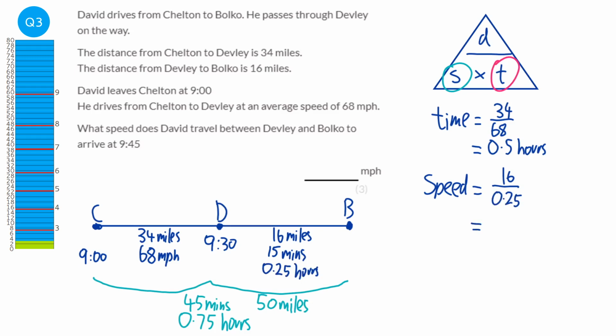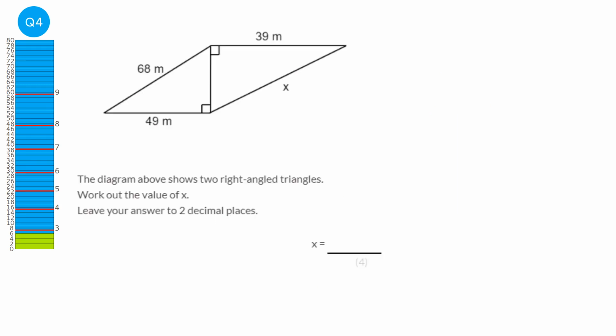And so what we can do here is times top 1 by 4 to get rid of the fraction. So it becomes 64 over 1, or just 64 miles per hour. So our answer is 64 miles per hour. We can't work out what x is straight away, but we can find this value here.